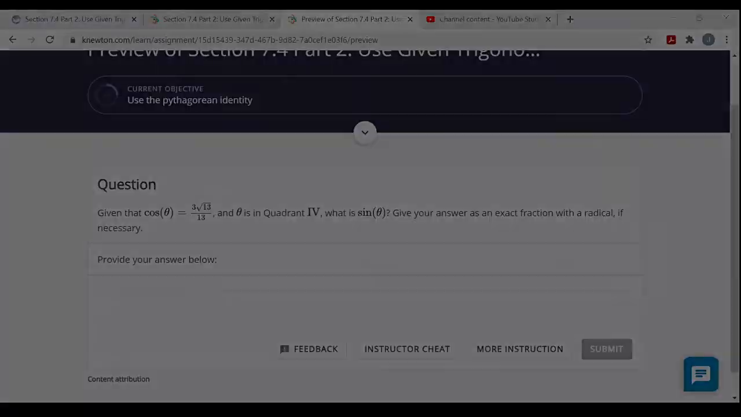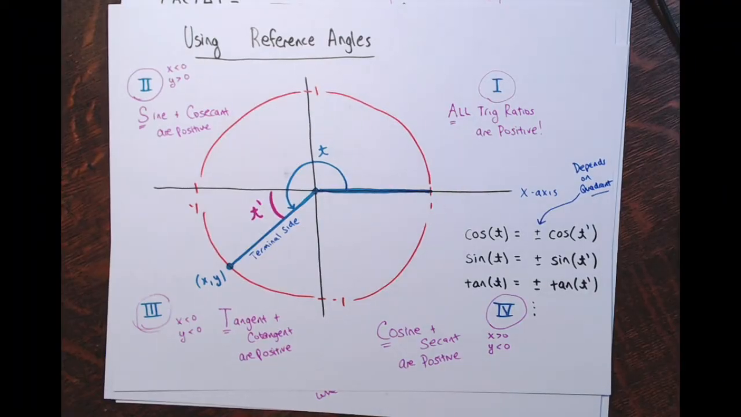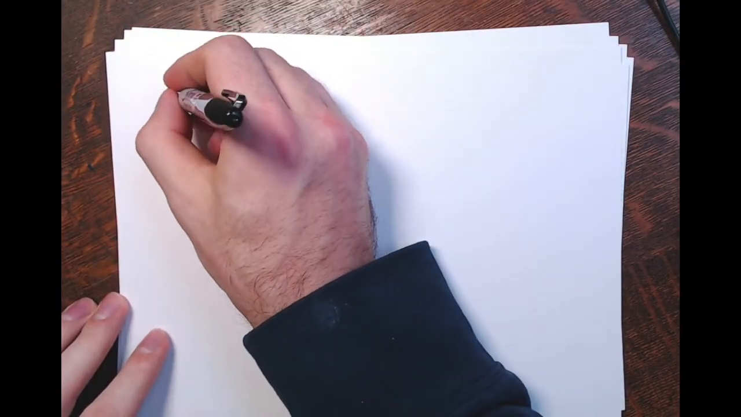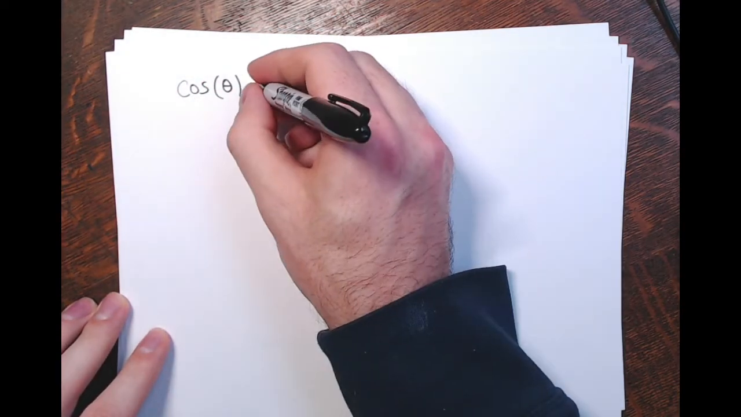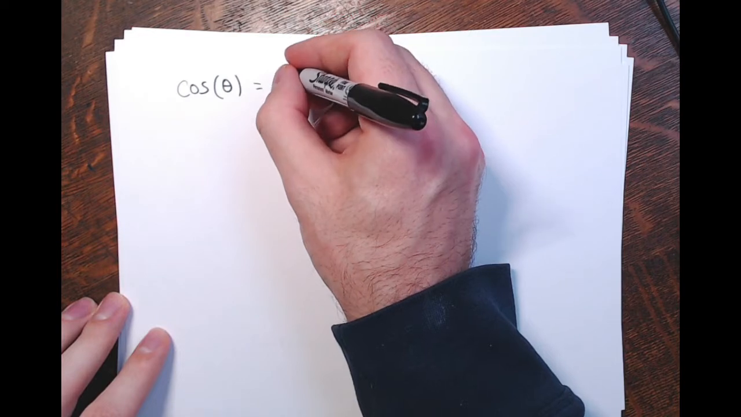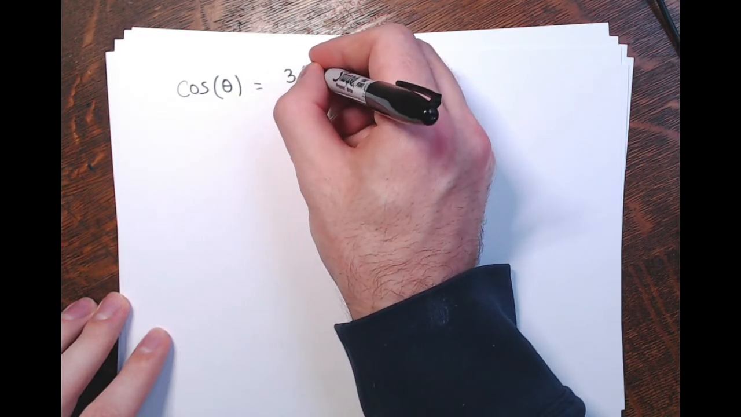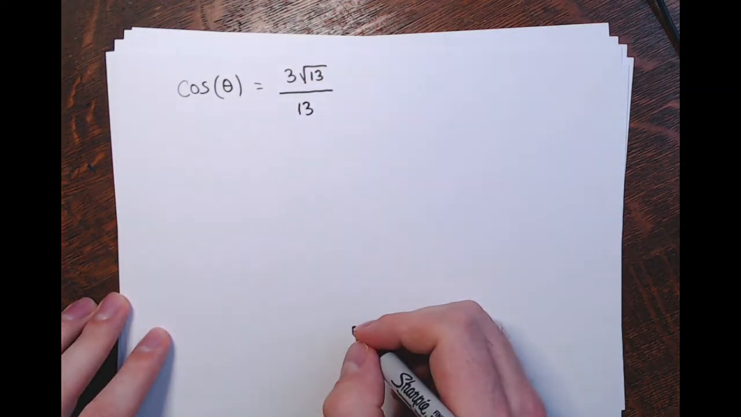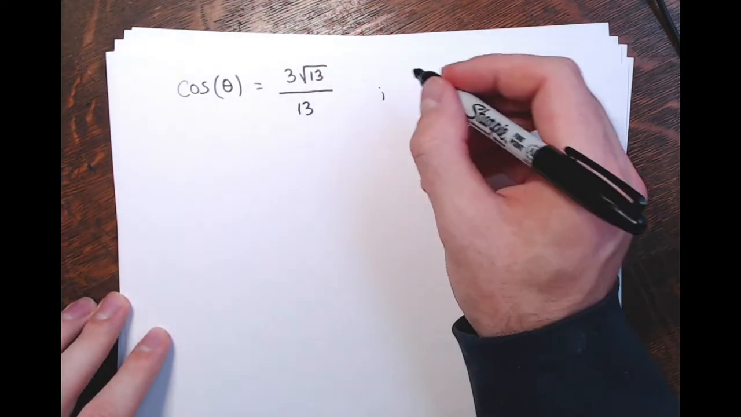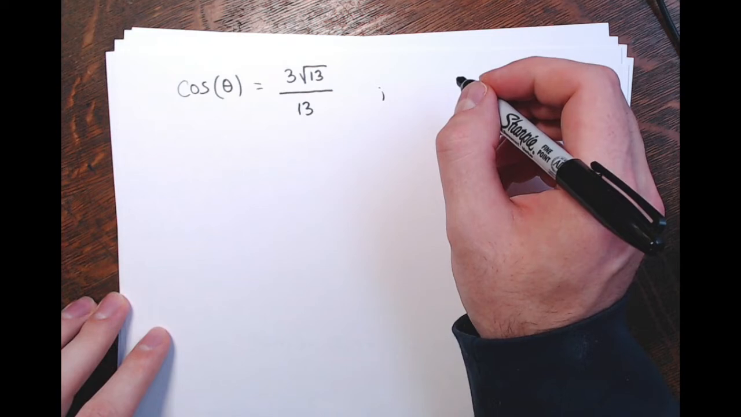So I'll pull up some paper and I'll draw a picture where we represent the information given to us. We are told that the cosine of an angle called theta is positive 3 times the square root of 13 divided by 13. And we're also told that theta is in quadrant 4.